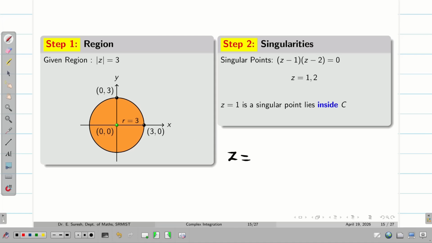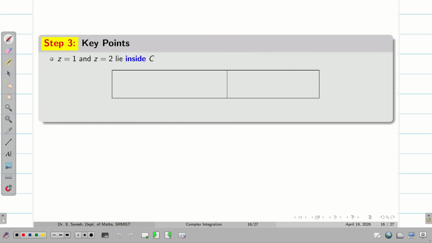Similarly, when you take z equal to 2, we get 2, 0. This also lies inside C. Both singular points lie inside C. Now there comes a trouble because both the singular points lie inside C. In step 3, let us write the given question as capital I.